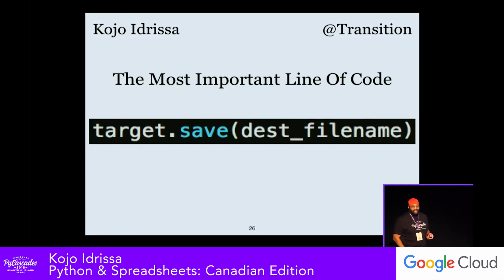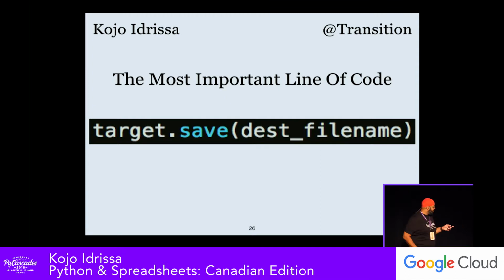The most important line of code here is this, because this target.save, if you don't do this, you don't have an Excel file when you're done. So you have this wonderful Python construct, and that's all nice and wonderful, but if the point of this is you need to be able to create a spreadsheet to give to somebody, you don't have one until you do this.